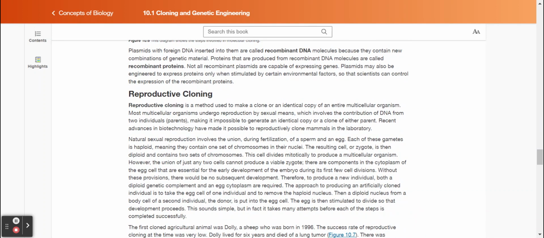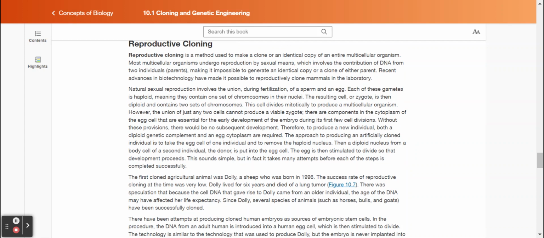Plasmids with foreign DNA inserted into them are called recombinant DNA molecules because they contain new combinations of genetic material. Proteins that are produced from recombinant DNA molecules are called recombinant proteins. Not all recombinant plasmids are capable of expressing genes. Plasmids may also be engineered to express proteins only when stimulated by certain environmental factors, so that scientists can control the expression of the recombinant proteins.